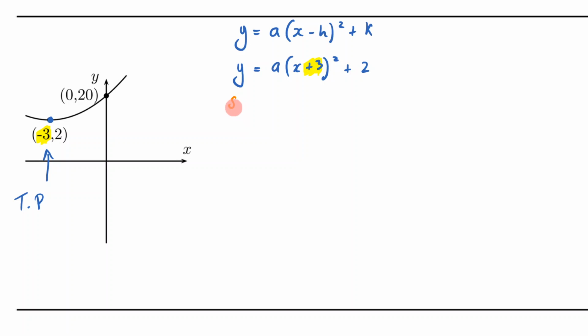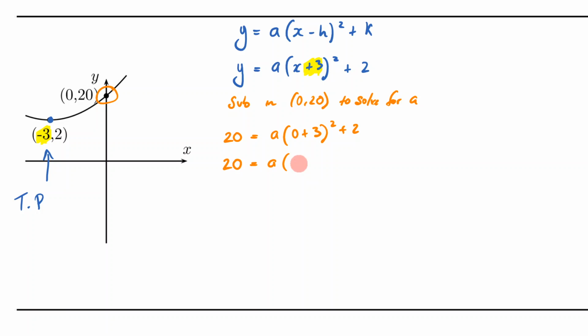What I'm going to do is sub in my other point. So I'm going to sub in this point right there. So sub in (0, 20) to solve for a. That means I'm going to put 20 in my y spot. I'm going to put 0 in my x spot, like this, plus 2. 20 is going to be equal to a. Now this will be 9 plus 2, so it's 20.